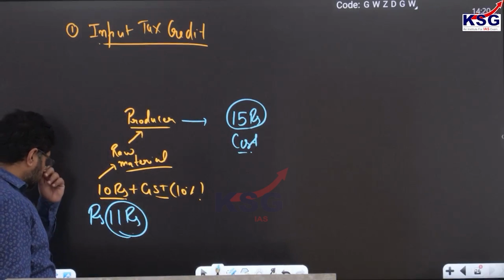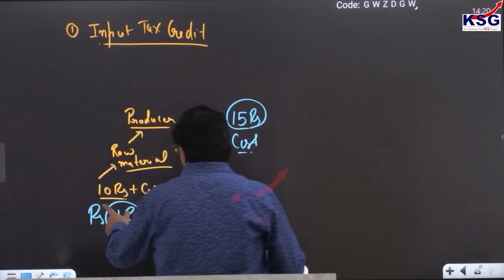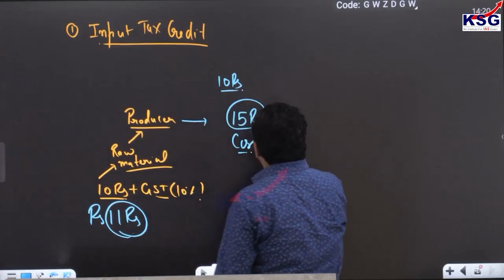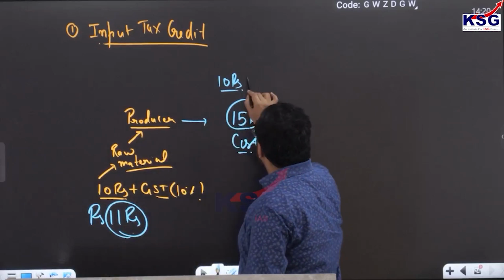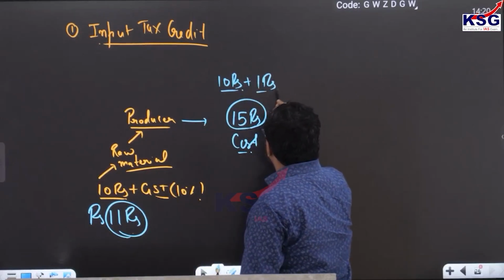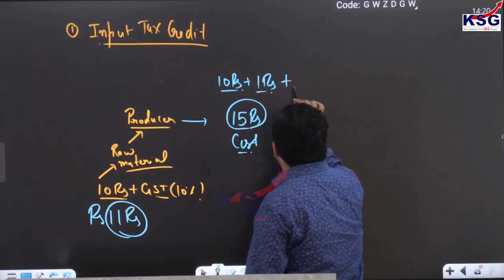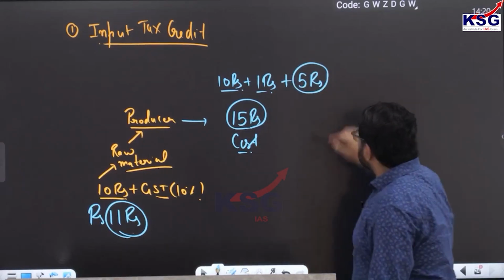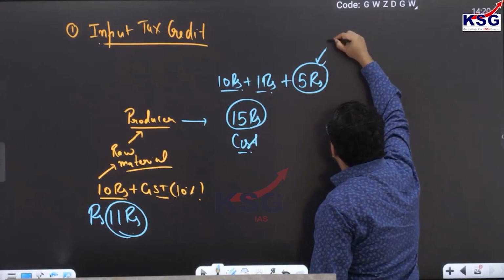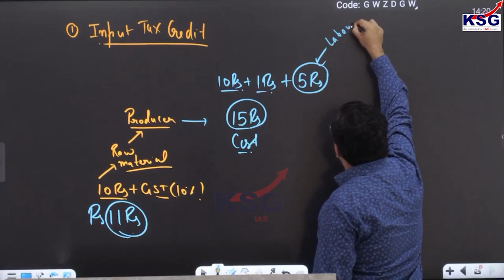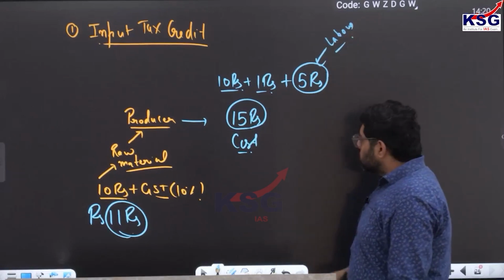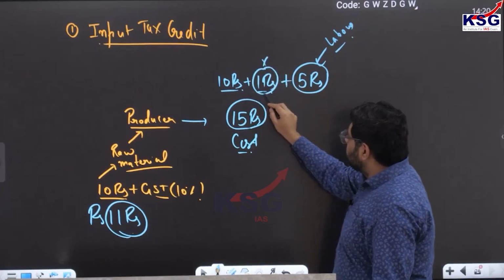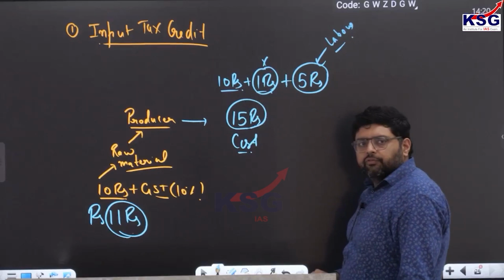Clear? Now 10 rupees is my raw material cost. 1 rupee I have paid as GST. And 5 rupees is my input in terms of labor. It is my hard work, the labor that I have put in. So ultimately, if I exclude GST, the price is 15 rupees.